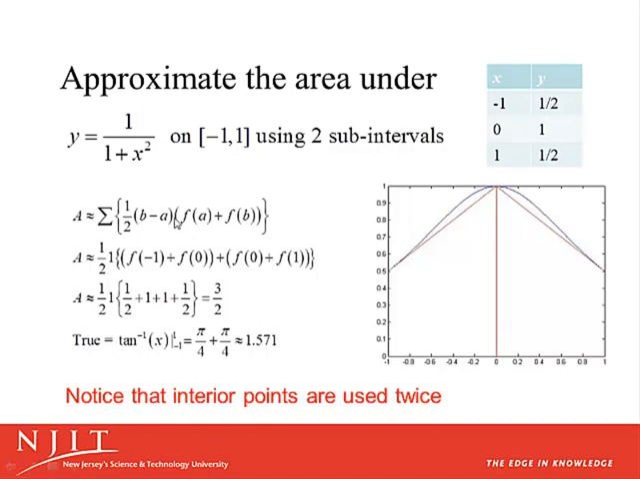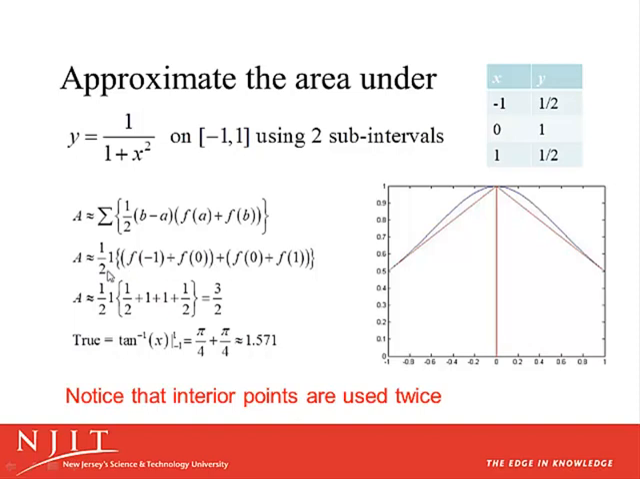And we're going to use the trapezoidal rule. What do we do? We take 1/2 the width of each line segment zone, which is 1 in this case. So we have 1/2 times 1, and we add f of a plus f of b. So we add 1/2 plus 1 for the left trapezoid, and then we add 1 plus 1/2 for the right trapezoid.